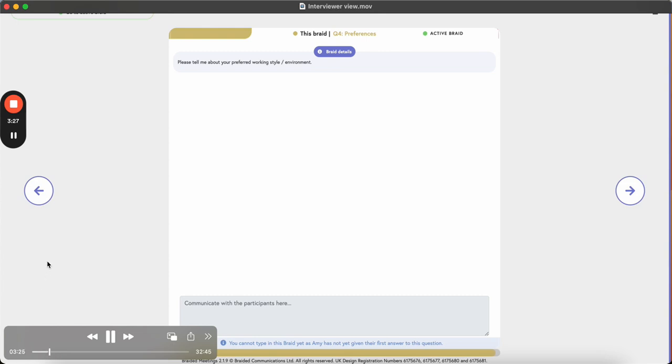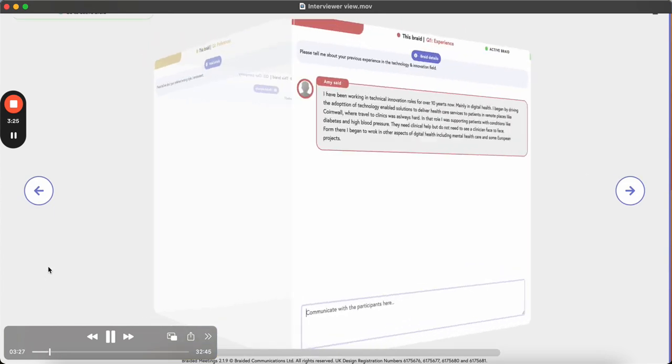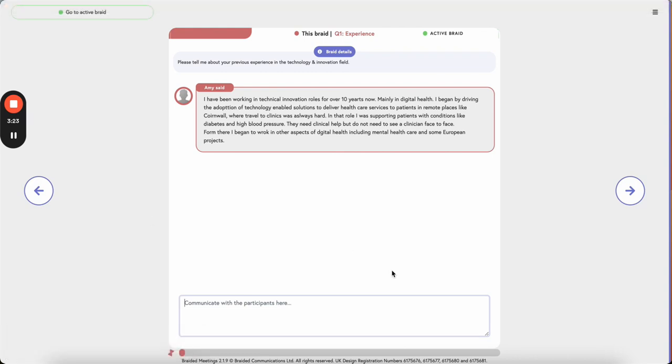Okay, so you'll see in a few seconds what happens at the end of a braid is that the carousel rotates 1 step. Amy's answer to question 1 has now rotated around so that Tina can see it. Tina can now read Amy's answer and type a follow-up question. Whilst Tina is doing this in question 1, Amy is currently in question 2, providing her first answer to that question. Let's jump forwards again.